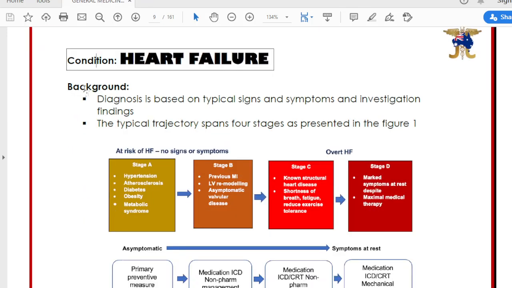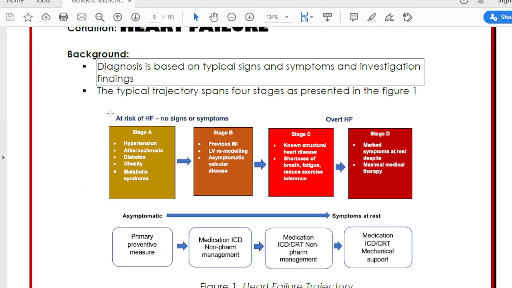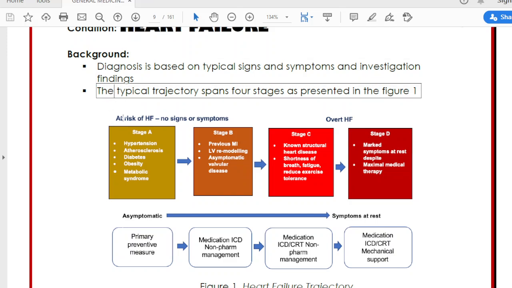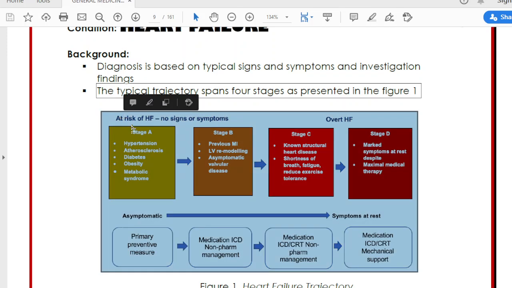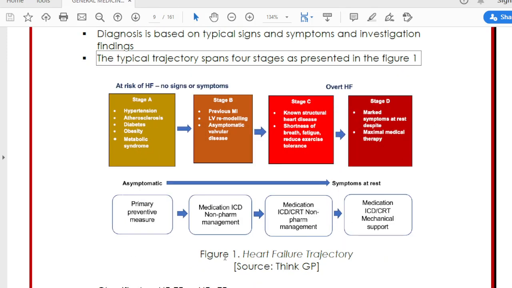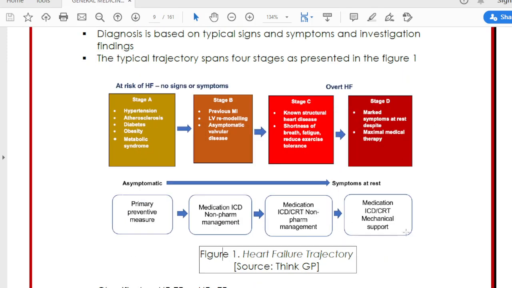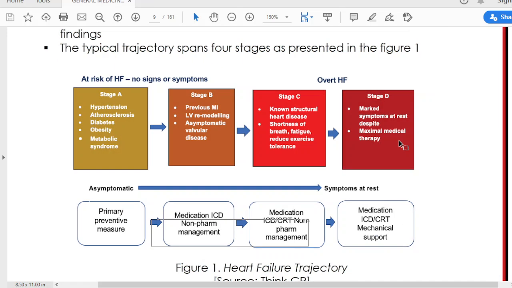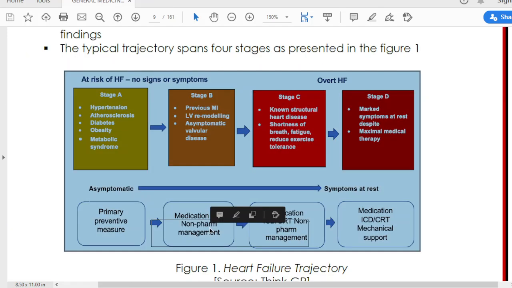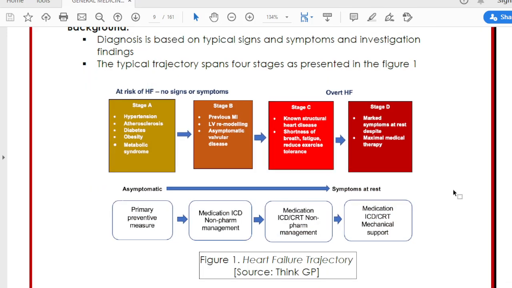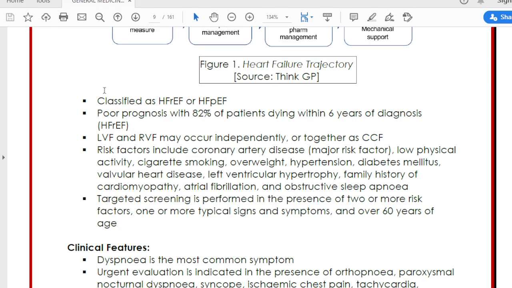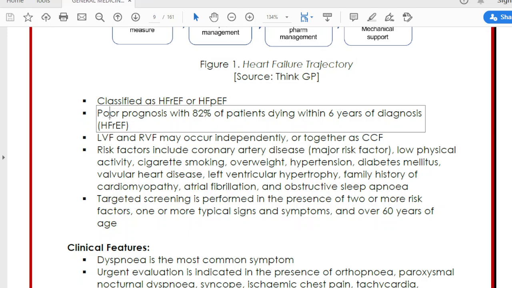Condition: heart failure. Background: diagnosis is based on typical signs and symptoms and investigation findings. The typical trajectory spans 4 stages as presented in Figure 1. Figure 1. Heart failure trajectory, source: Think GP. Classified as HFrEF or HFpEF. Poor prognosis with 82% of patients dying within 6 years of diagnosis.